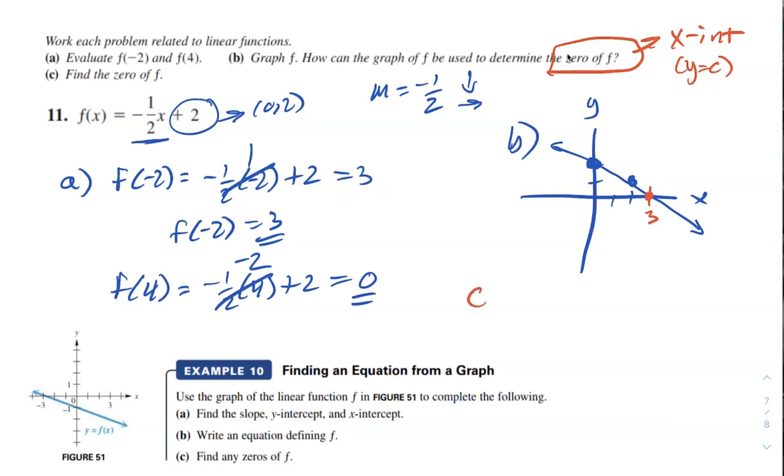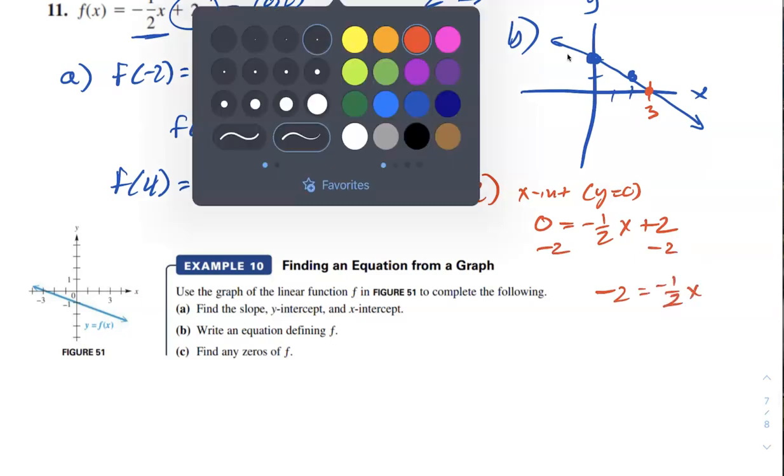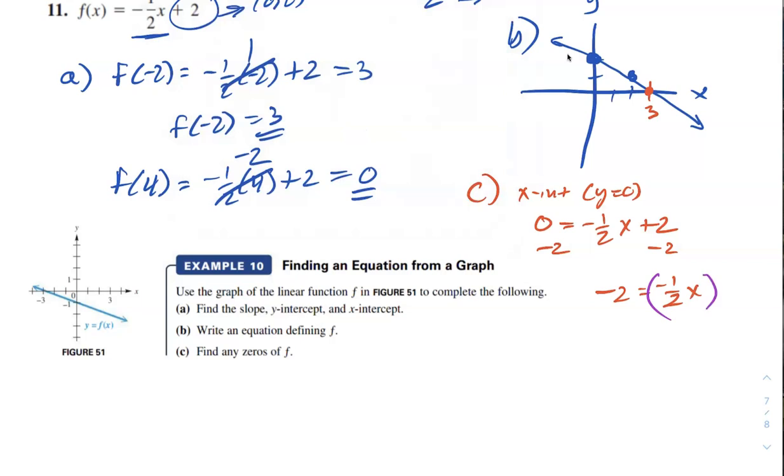Find the zero of f. Without a graph, the way you find the zero of f is just the x-intercept, so you set y equals 0. So 0 equals -1/2 x plus 2. Subtract 2 from both sides: -2 equals -1/2 x. To get rid of the fraction, multiply both sides by -2 over 1. And it looks like my graph is a little off, because I get 4. So that should be at 4. My graph is not perfect. So the zero of f was 4.